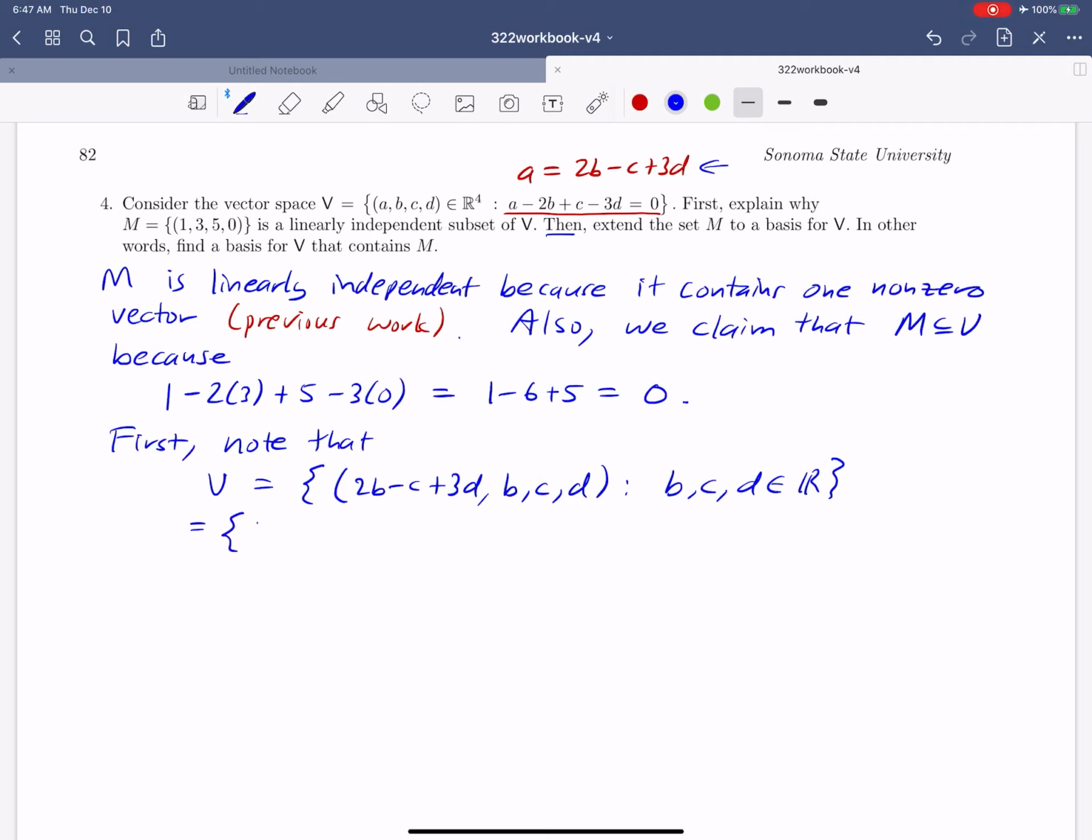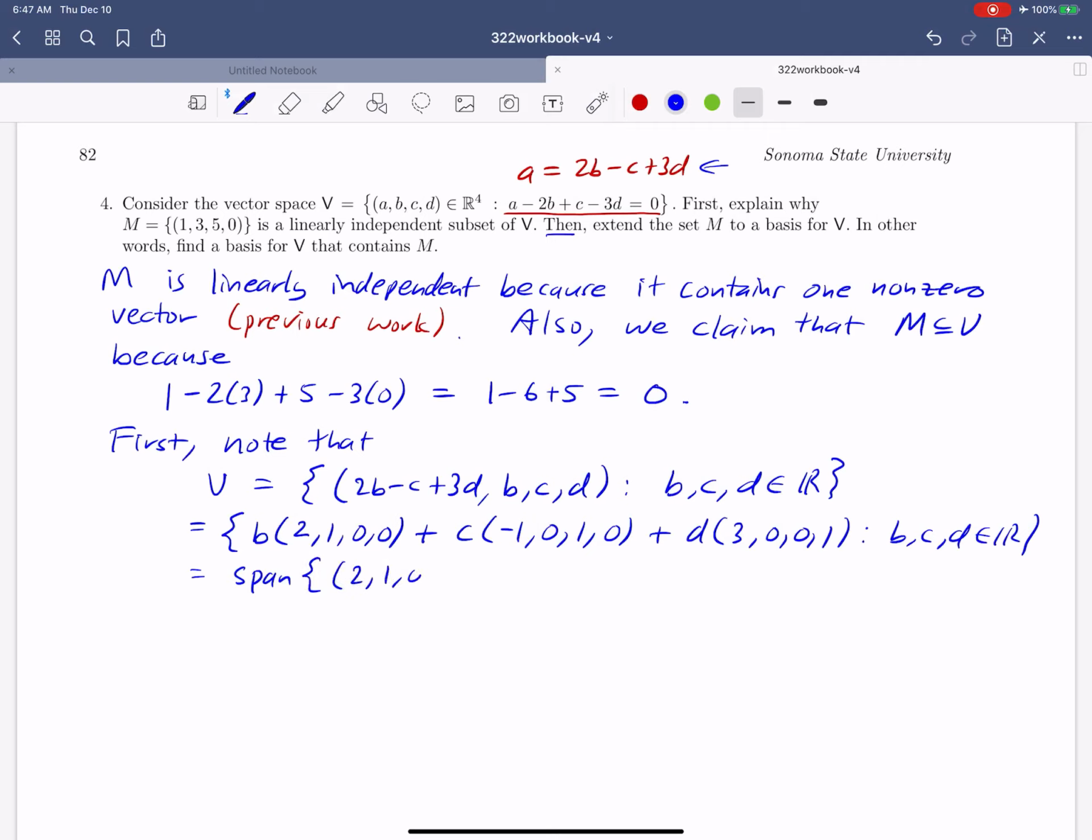So starting with b, you can write that as b times (2, 1, 0, 0), just looking at where the b's are in the various positions of our tuple, plus c times (-1, 0, 1, 0), plus d times (3, 0, 0, 1). Okay, and by doing that, we recognize that V is the span of three vectors: (2, 1, 0, 0), (-1, 0, 1, 0), and (3, 0, 0, 1).